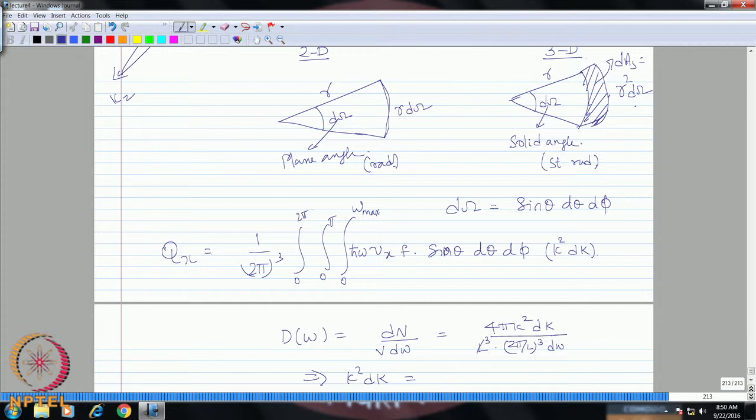Therefore, what is the expression for k square dk in terms of d omega? My L cube cancels off here, so I should be getting d of omega, d omega times 2 pi square.